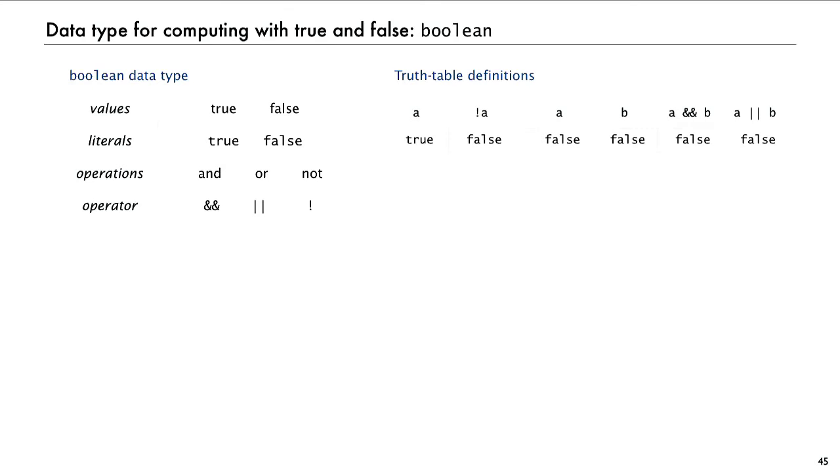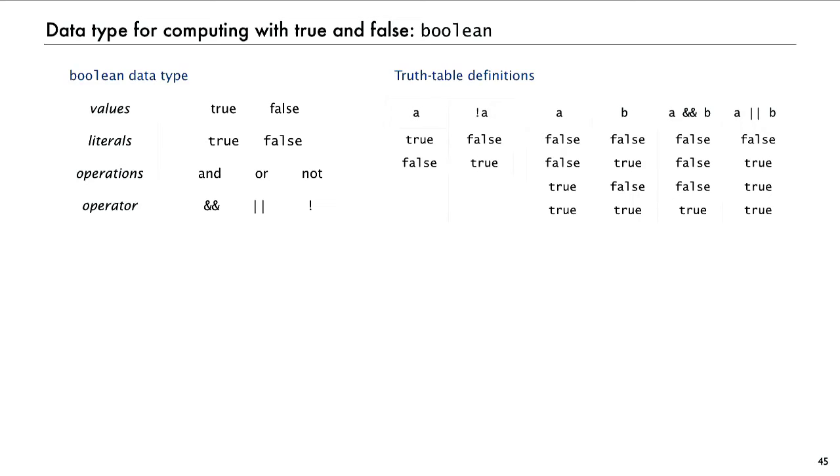And they are completely defined by these tables. So if A is true, not A is false. If A is false, not A is true. And for the other operations, this table gives all 4 possibilities for A and B. A and B is true when they're both true, false otherwise. A or B is true if either one of them is true, and false only when they're both false.